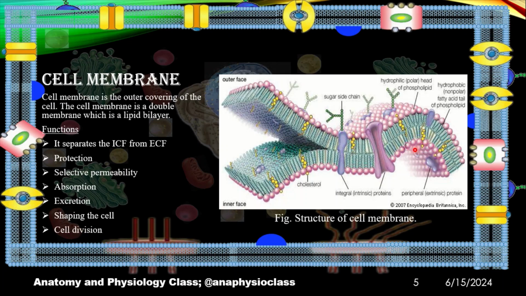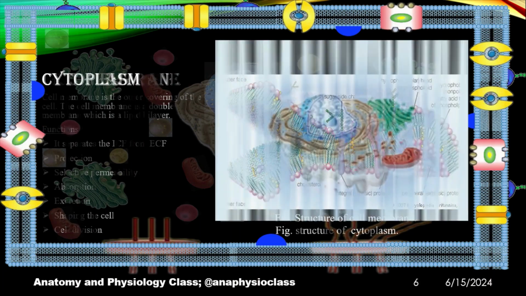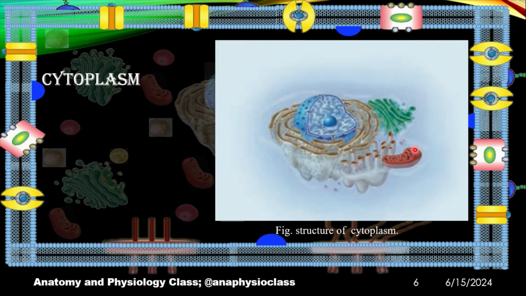Then cell division. Immediately after the genetic makeup of the cell is divided into two, and the cytoplasm of the cell is also divided into two, the cell membrane is the one that is responsible for dividing each and every mother cell or parent cell into two daughter cells. So the cell membrane plays an important role in cell division, which we are also going to see later.